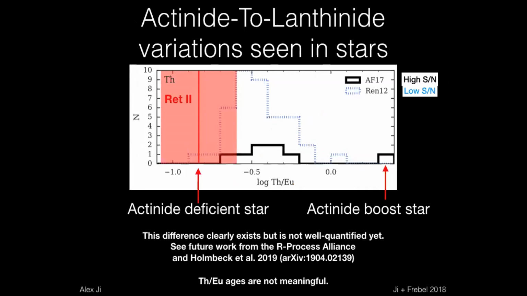And what you see in the black histogram is a fairly wide distribution with outliers. We see very clearly variations between the actinides and lanthanides. I don't think we've quantified this distribution that well yet, but in the future, that would be quite interesting. And so the R Process Alliance is pushing really hard on this. And there's a really nice paper from Erica Holmbeck showing the types of things that you can do with this.